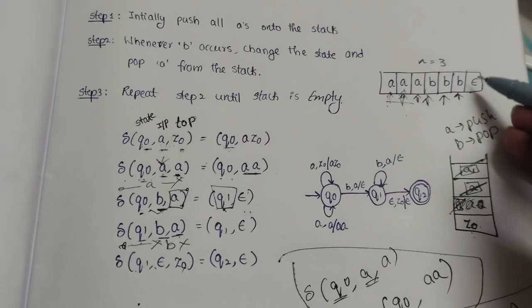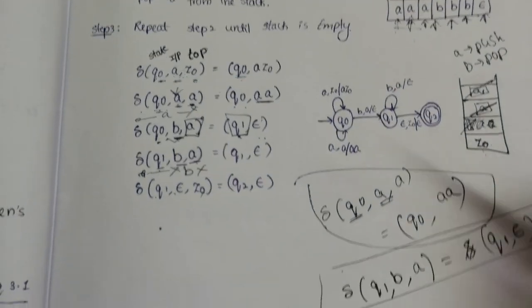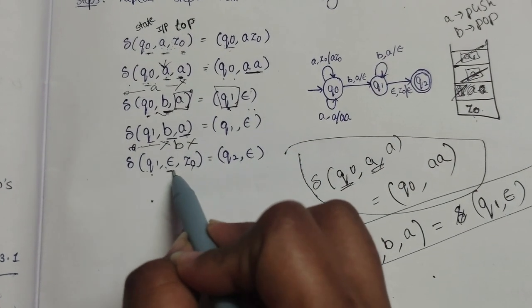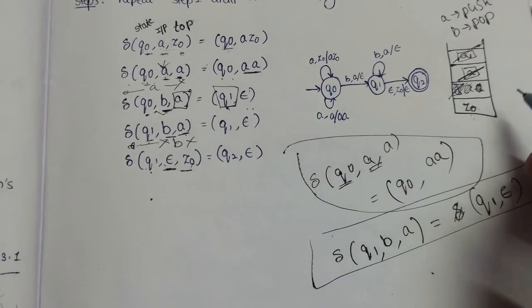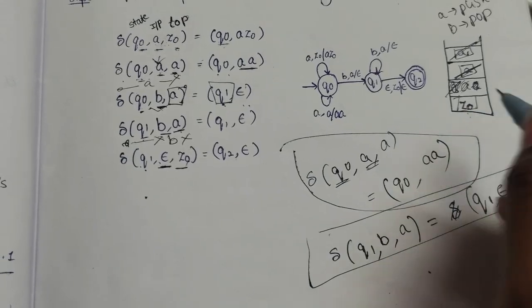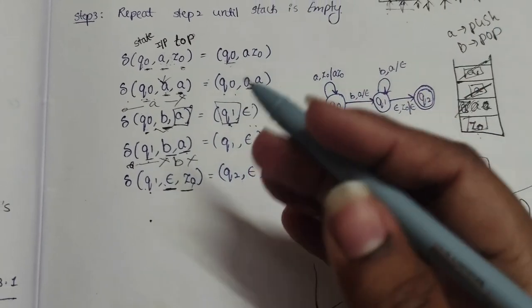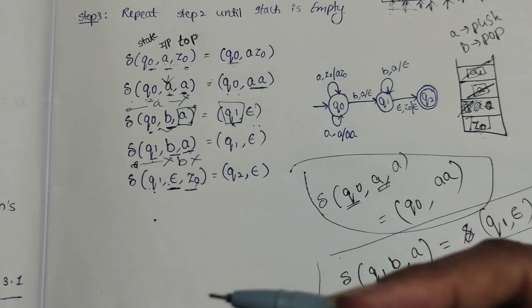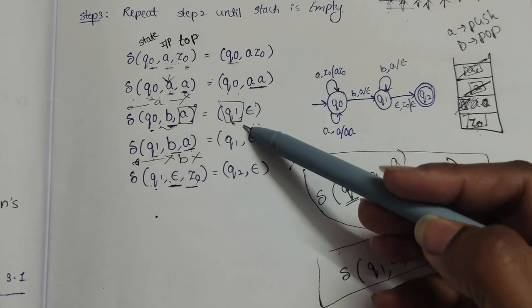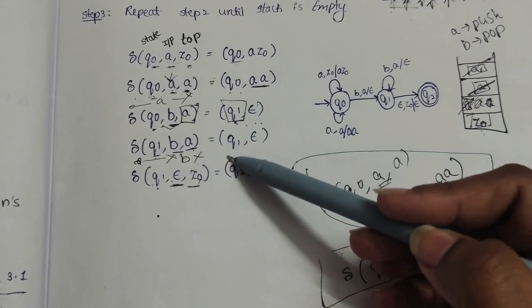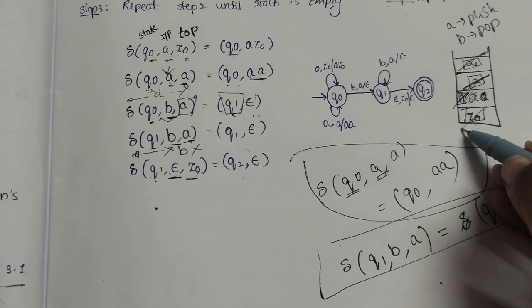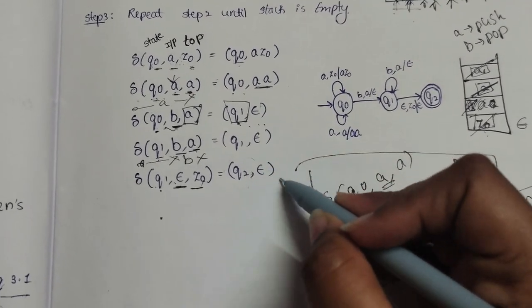Now at the end, what is our last character? It is epsilon. So Q1, comma, input is epsilon, top of the stack is Z0. We only have Z0 over here. What are we going to do? We are going to pop the Z0. Here all B's are over, so we will be coming into a new state. So epsilon, Q2, comma, epsilon.